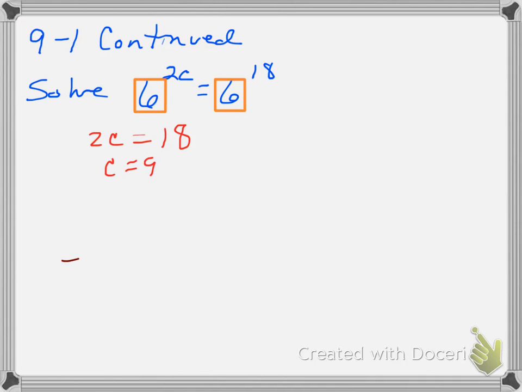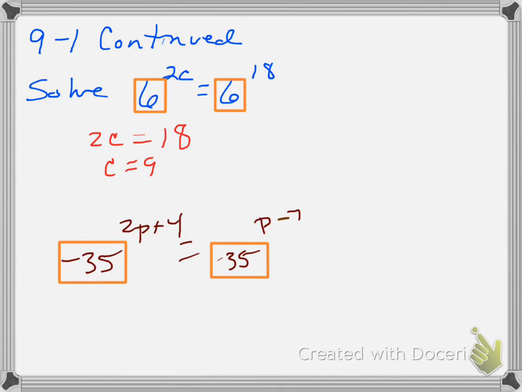Okay? I want you to do this one. Negative 35 to the 2p plus 4 equals negative 35 to the p minus 7. Okay, so we're going to ignore the negative 35s. We don't even use them in the problem. And now you have to have some algebra ability. You have to be able to solve for p.